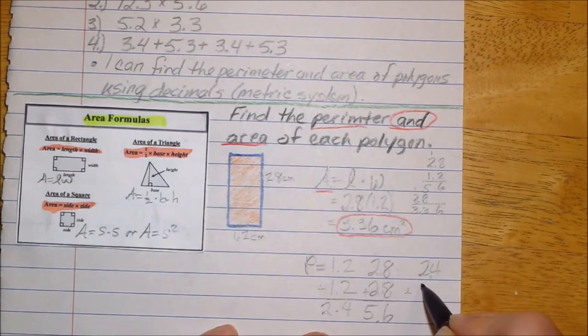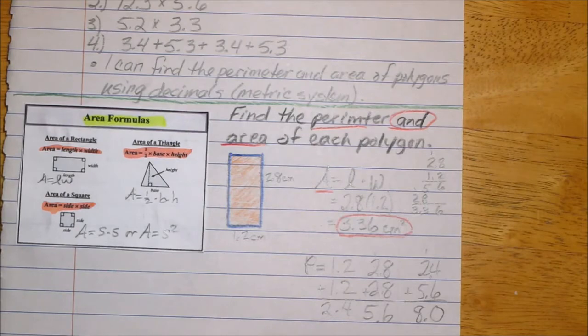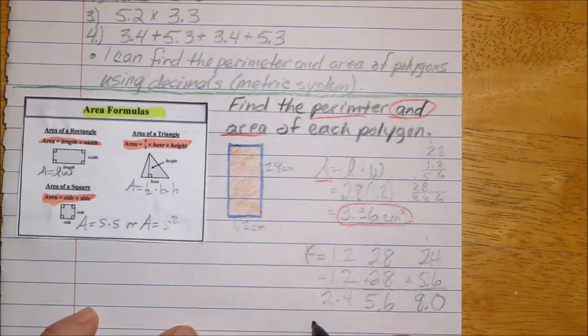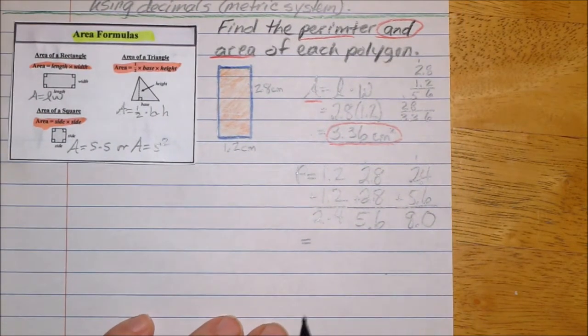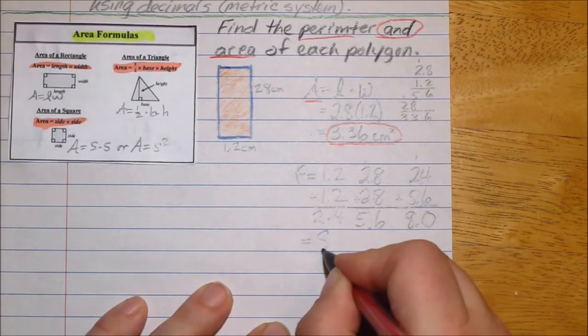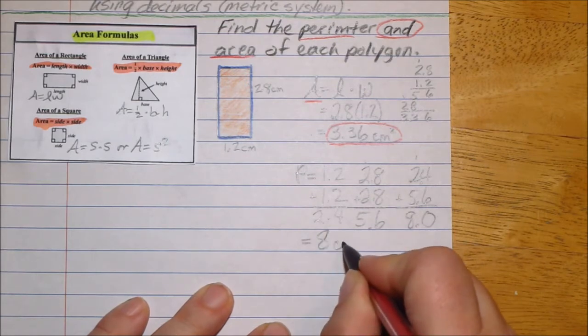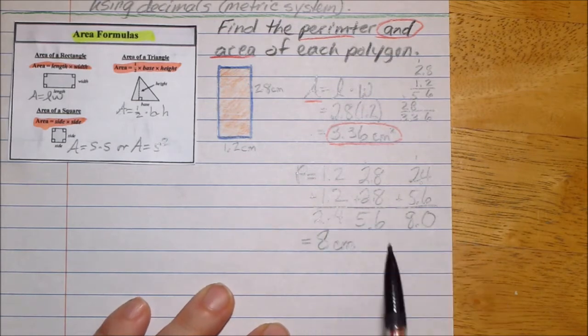2.4 plus 5.6 gives me 8.0. So then my answer down here is going to be, I don't need that 0 there, right? That's, oops, sorry, I hope I'm in the frame. There we go. Don't need that 0. So my answer becomes 8 centimeters. Now, we are measuring the perimeter.